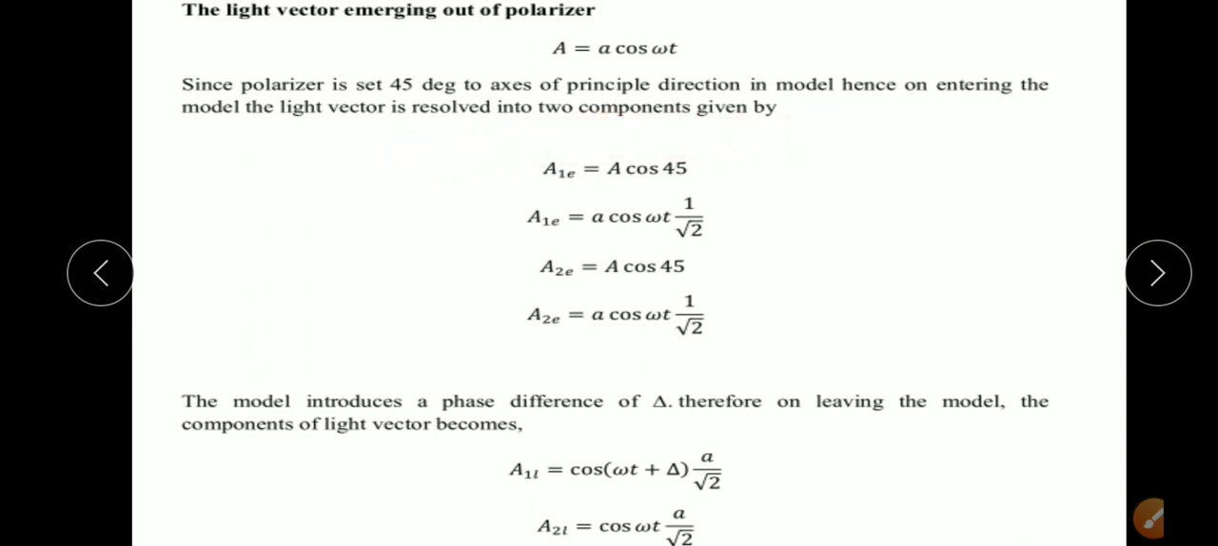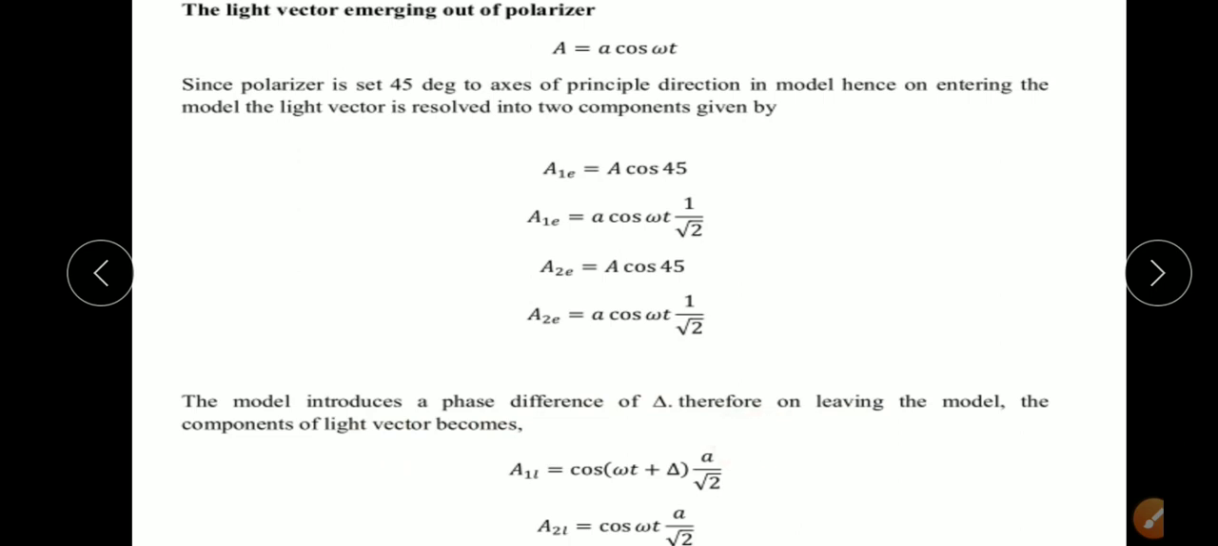So what happens, the entering light is going to be split into two components, A1e and A2e. A1 is equal to A cos 45, you know the value of A. You can substitute here, A is equal to A cos omega t, and cos 45 is 1 by root 2. Similarly, A2e is turned into this equation, A cos omega t by root 2. The model introduces a phase difference of delta.